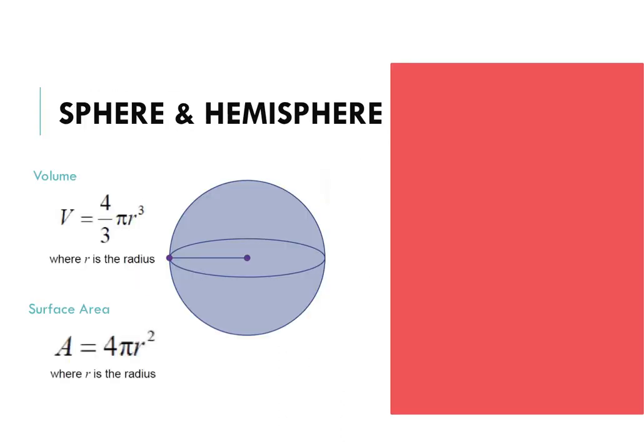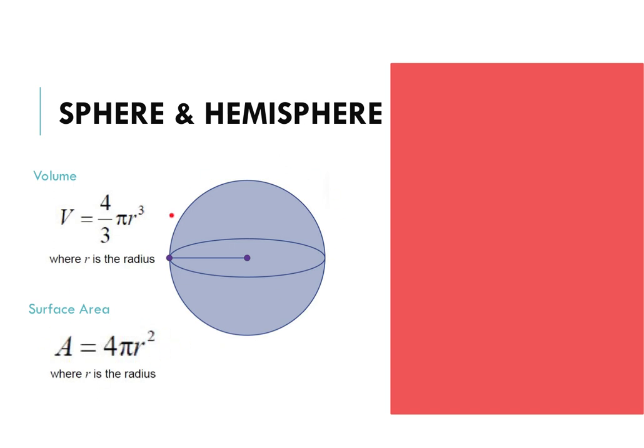The last two shapes we are going to look at are a sphere and a hemisphere. So a sphere is a ball, basically, right? And the two formulas are given to you. So the volume formula is 4 divided by 3 pi r cubed. Make sure you look at your formulas correctly. I think this is the most common mistake. We forget that there's an exponent 3 instead of an exponent 2 here.